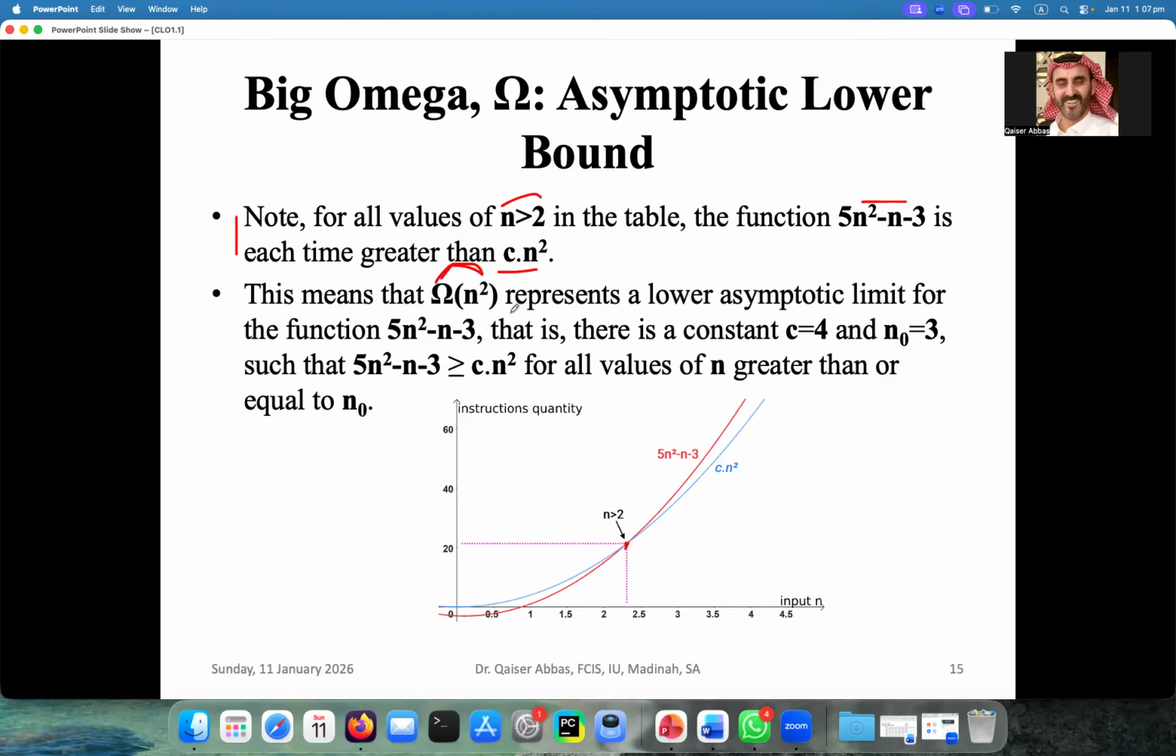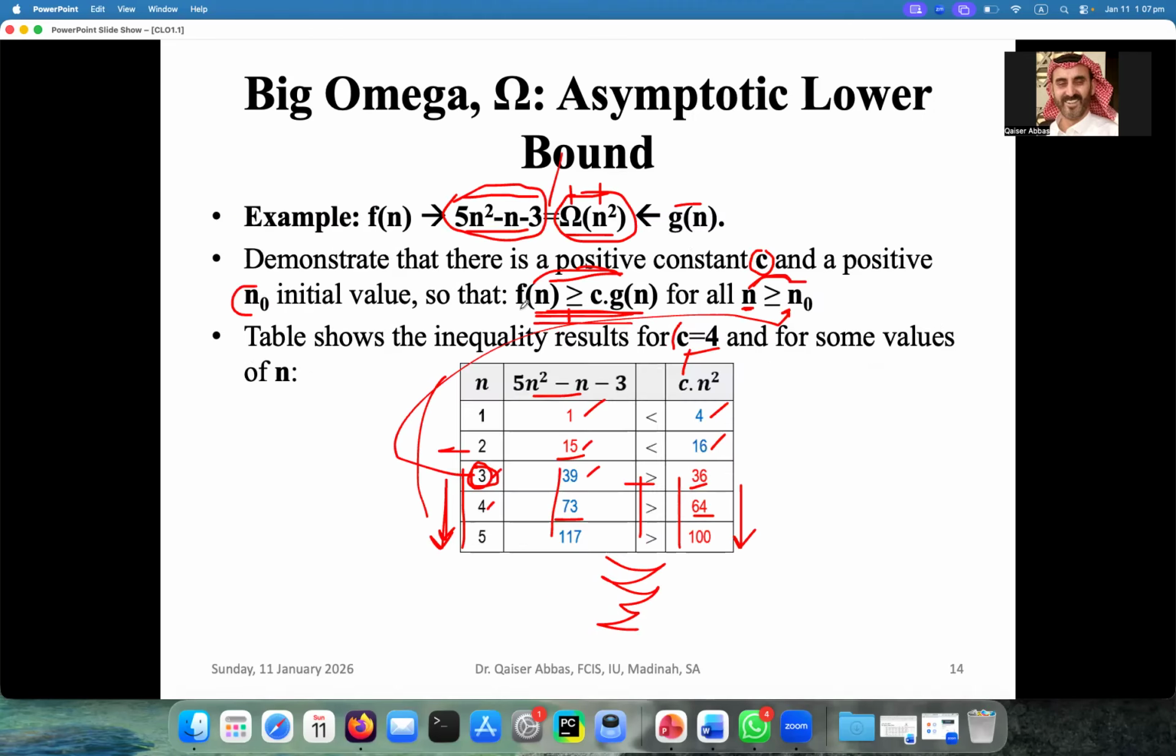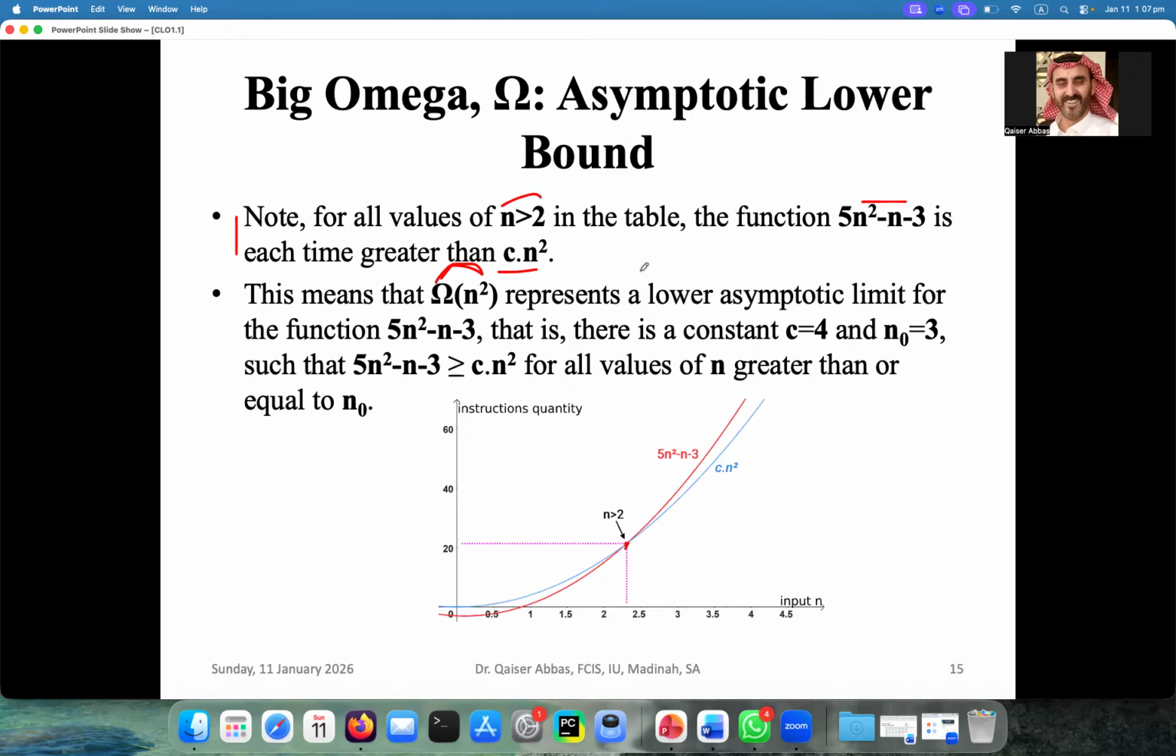That means omega n square represents what? According to this equation, f of n is greater than c g of n. It means g of n is what? If it is omega g of n, it is always a lower bound. So the running time can be this minimum value or higher, okay? This is what it means. So if something is written like omega n square, then omega means lower bound. So the running time of the algorithm can be n square or higher.